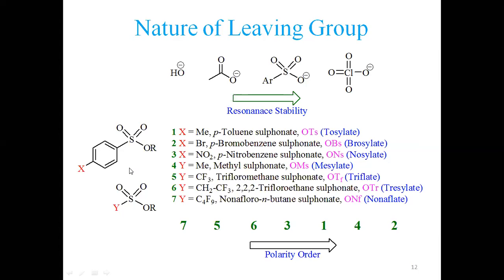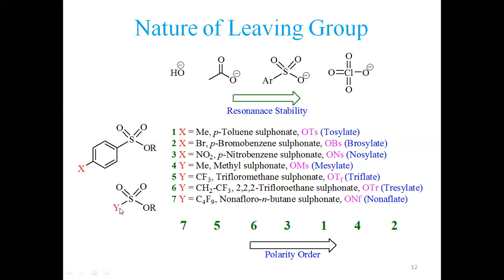Now let's see, rather than this aryl group, if we bond a simple methyl group here, this is called methyl sulfonate, or methane sulfonate, represented with OMS: O for oxygen, M for methyl, S for sulfonate. This is commonly called mesylate. Some people read this as mesylate or mesylate, whatever you prefer.